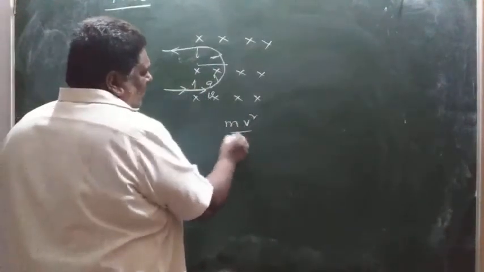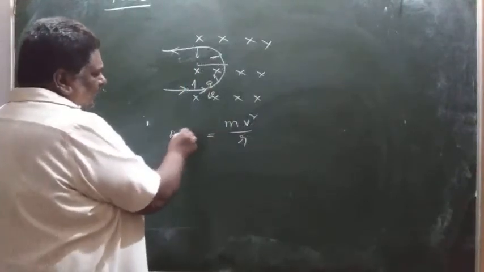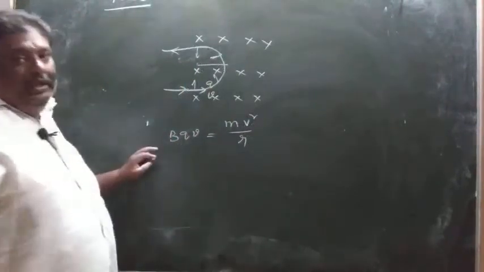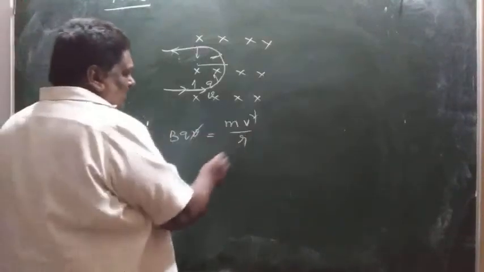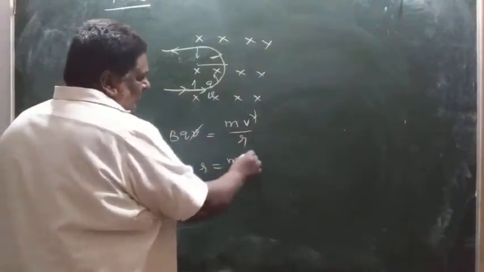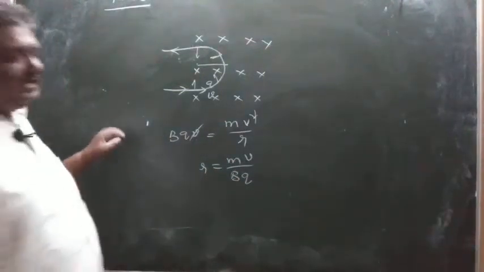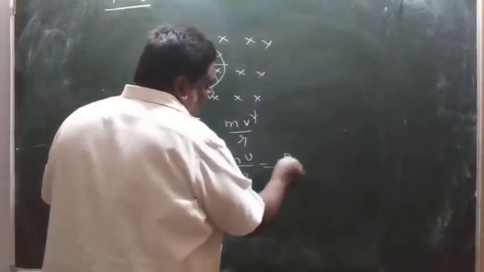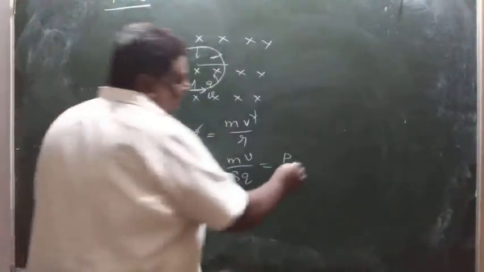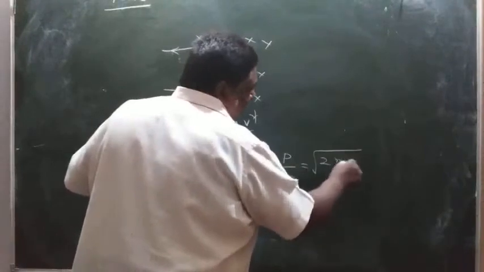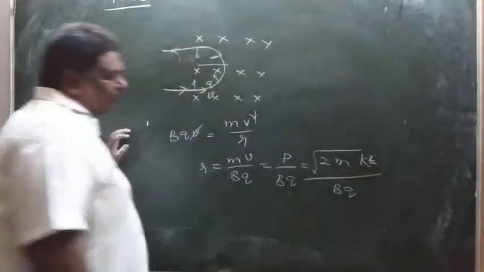Therefore, what is the centripetal force here? mv square by r. What is the magnetic force acting? BQv. BQv is the magnetic force. Therefore, v gets cancelled. r is equal to mv by BQ. Sometimes mv is written as p by BQ. Sometimes p is written as root of 2mKE, kinetic energy, by BQ.